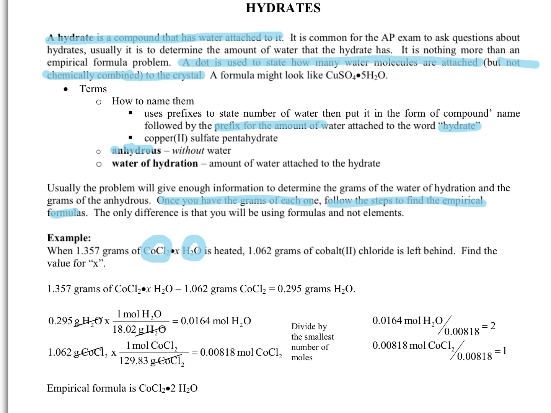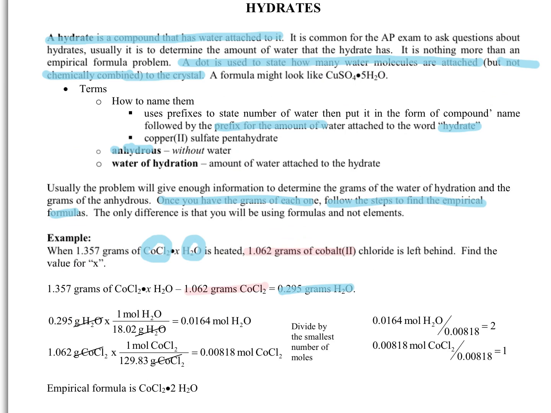So if I have 1.357 grams of the crystal and I heat it, that water will immediately go away. Right? As you heat it and it melts down, that water will go away, and all that's left is 1.062 grams of cobalt 2 chloride. So then I need to find that ratio, find my x. Well, I subtract and find that I have 0.295 grams of water, and I was given that I have 1.062 grams of cobalt 2 chloride.